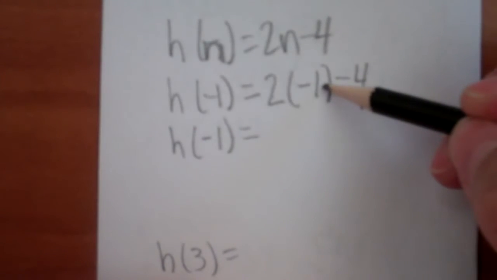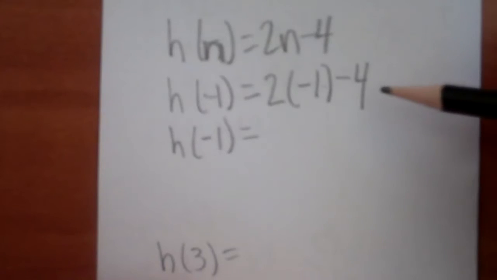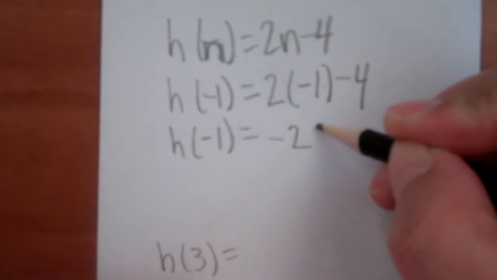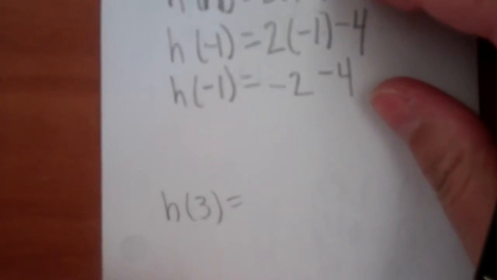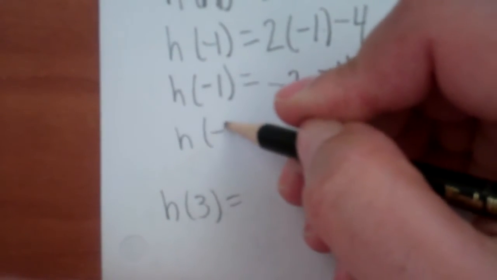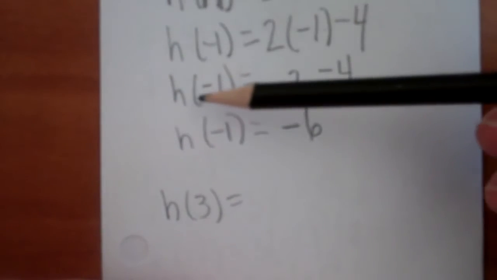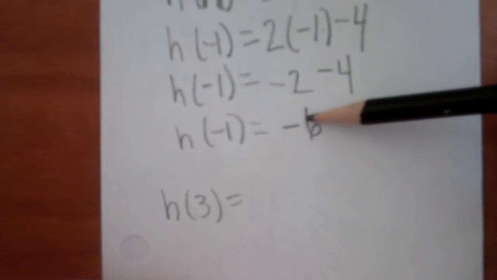So first we're going to multiply, because in order of operations we multiply before we subtract. So 2 times negative 1 is negative 2. I bring down my minus 4. I'm not done yet, because I still have to do my negative 2 minus 4, which is negative 6. I'm down to my mathematical sentence, h of negative 1 equals negative 6.